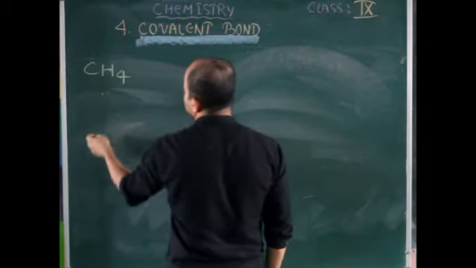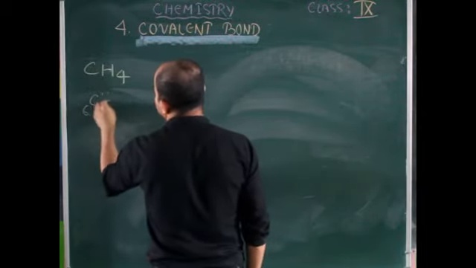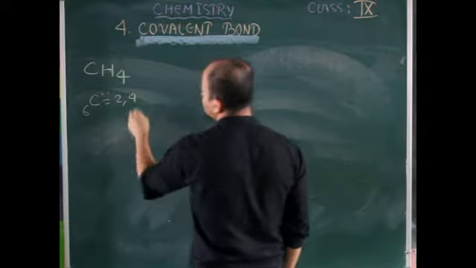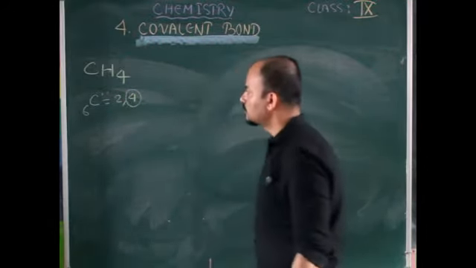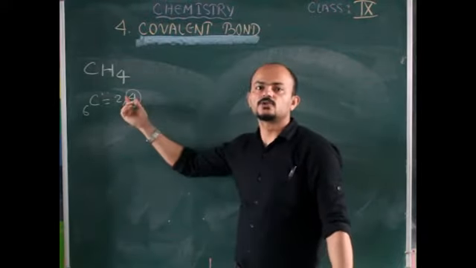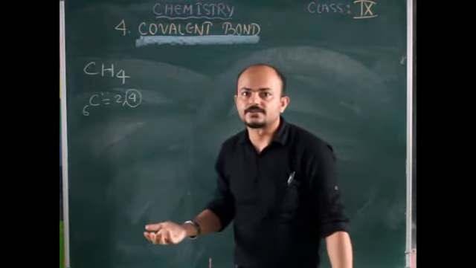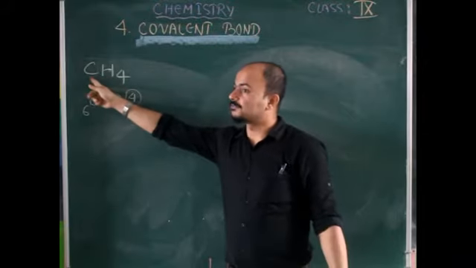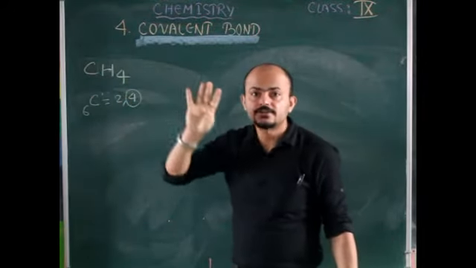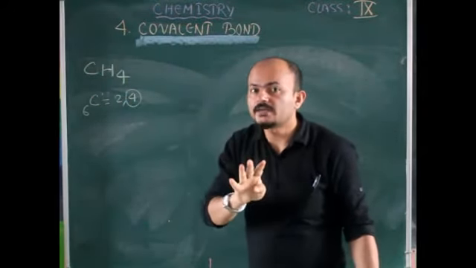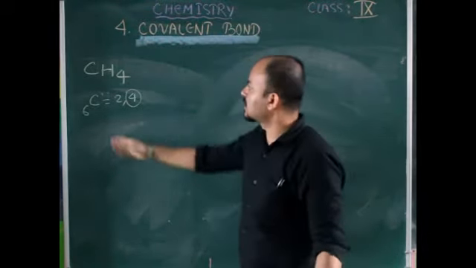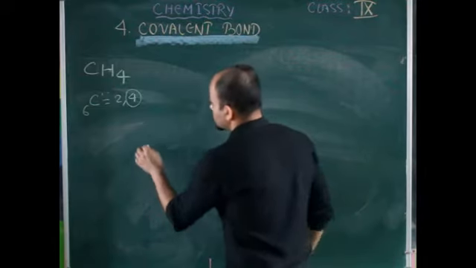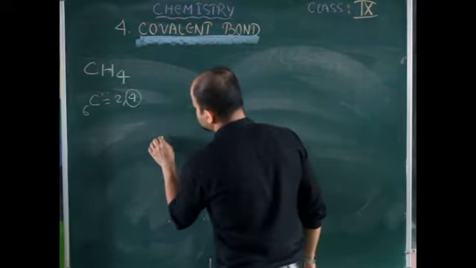So we are going to discuss methane now. Carbon, atomic number is 6, electronic configuration 2, 4. Therefore, how many electrons are present in the valence cell? 4. So it needs 4 more electrons to complete the octet of 8 electrons. Therefore, it forms 4 bonds with hydrogen. Why? Because each hydrogen has 1 electron and is going to share it with carbon. Okay? So let me draw the structure of CH4.